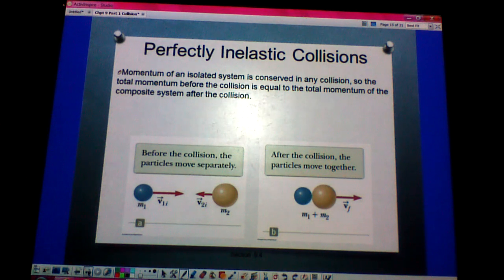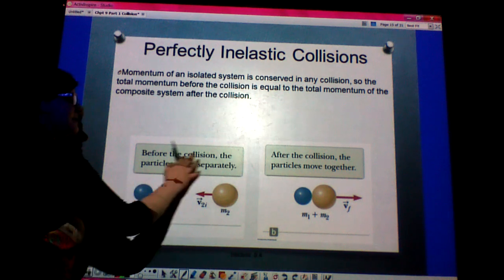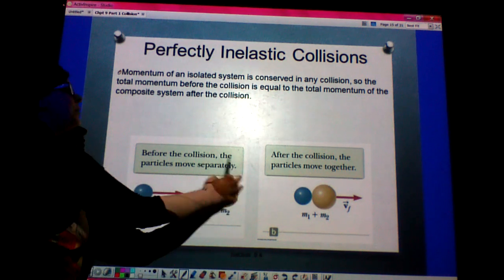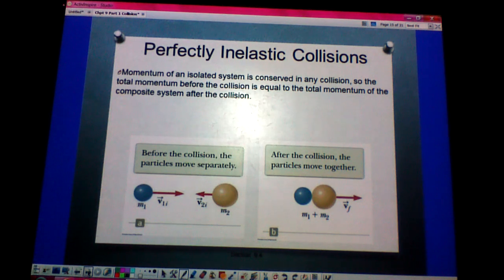Okay, so let's talk about a perfectly inelastic collision. The momentum of an isolated system is conserved in any collision. So the total momentum before the collision must equal the total momentum of the system after the collision. An individual particle's momentum may change, but if I'm thinking about both particles as a system, then together their momentum as the system should remain constant.